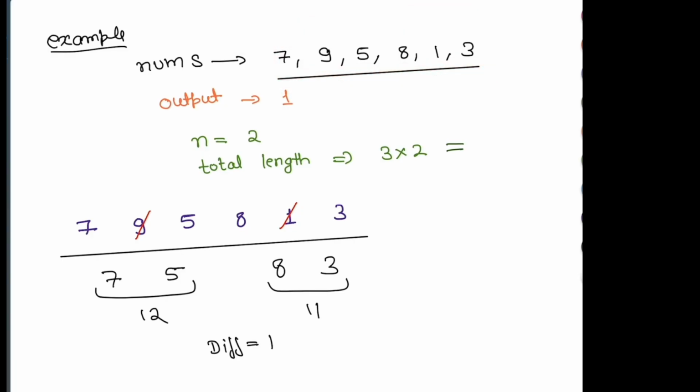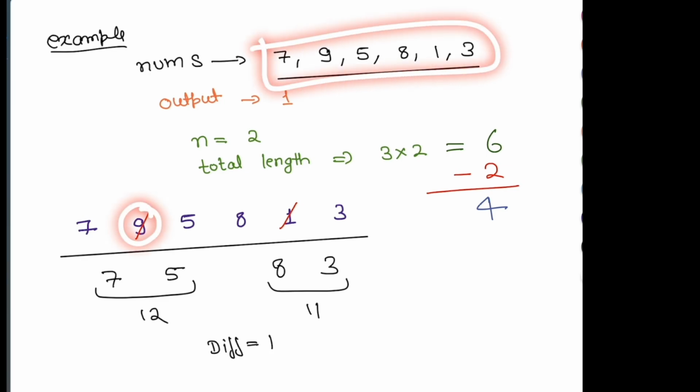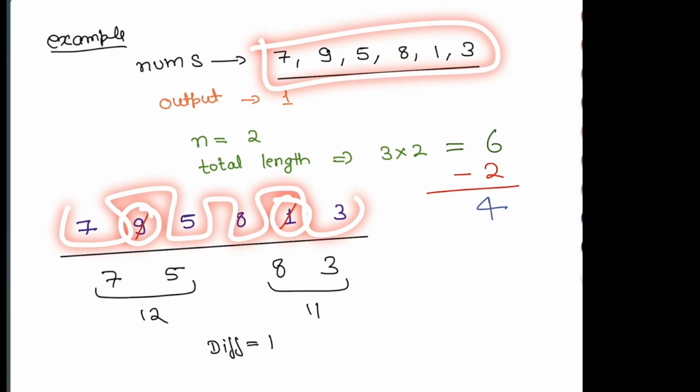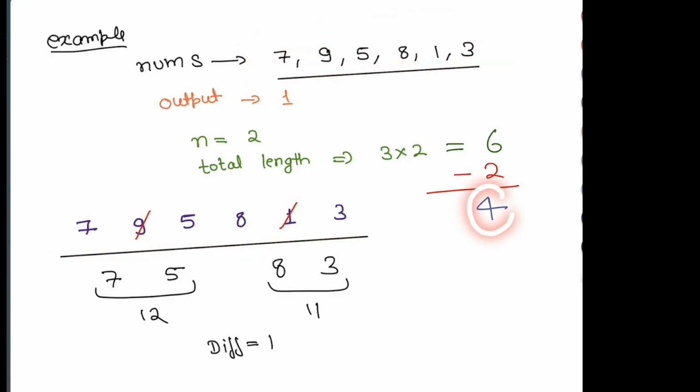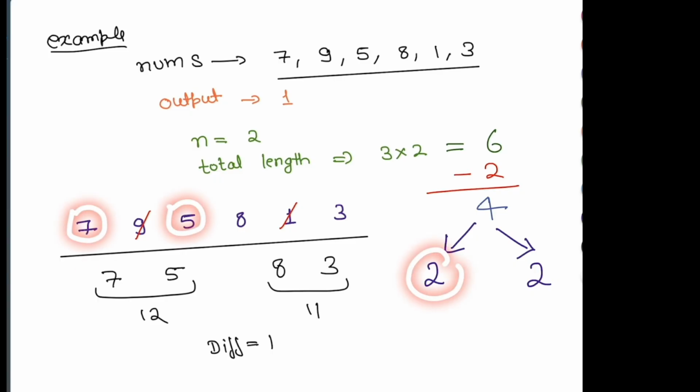You have a total of 6 elements, right? If you have 6 elements, then the value of n is 2, right? Now you have to remove a total of 2 elements from your array and you will be left with 4 elements, right? For example, in this case, when you removed 9 and 1, you are left with 7, 5, 8 and 3, right? Total 1, 2, 3, 4 elements. Now, out of these 4 elements, the first 2 elements are part of your first array, the last 2 elements are part of your second array. The first 2 elements are 7 and 5, the last 2 elements are 8 and 3, right?